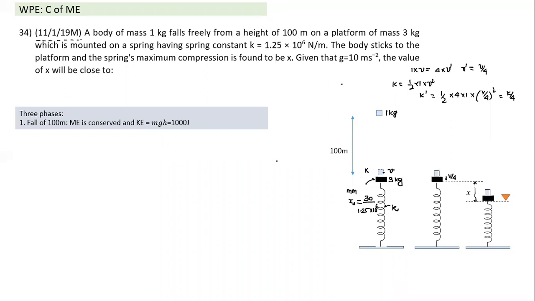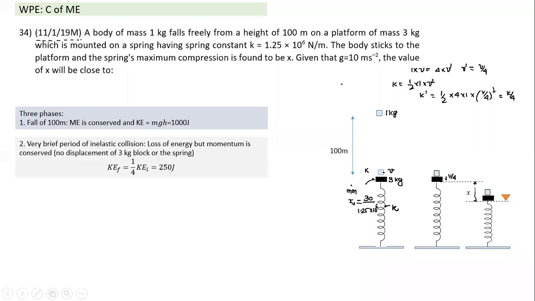So it has three phases. Let's understand this question, it's a good question. The first phase is when it is falling and has not yet struck the platform. During this phase, its mechanical energy is conserved. Whatever potential energy it lost, equal to mgh, has become kinetic energy just before collision. So the kinetic energy is mgh. If we put mass 1, g 10, and height 100, it is 1000 joules. That's the kinetic energy of the 1 kg mass just before collision.